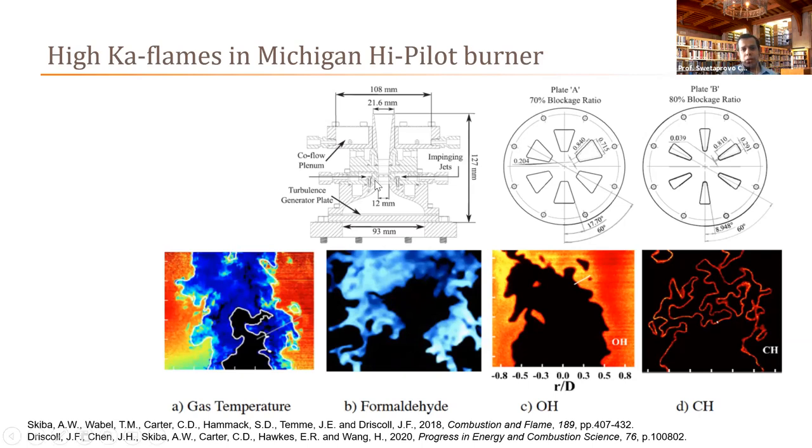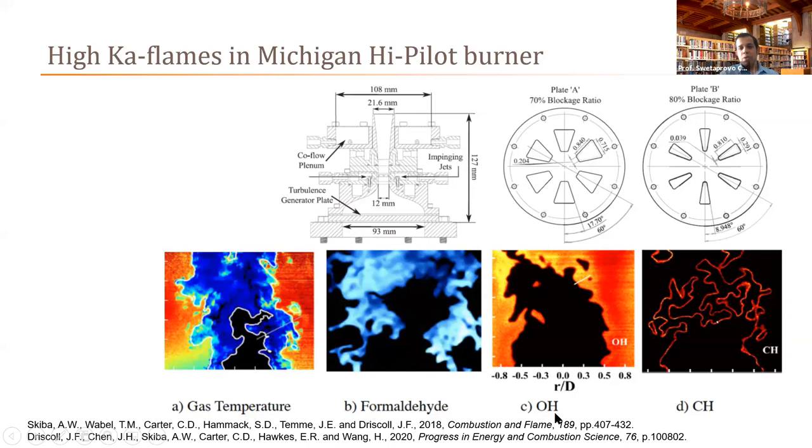Okay, and you have the reactants coming here, you have the Bunsen flame like this, and you have a hot co-flow on the sides to protect the flame basically from the air entrainment. And these are the gas temperatures, formaldehyde. Formaldehyde is a good indicator of the preheat zone thickness.